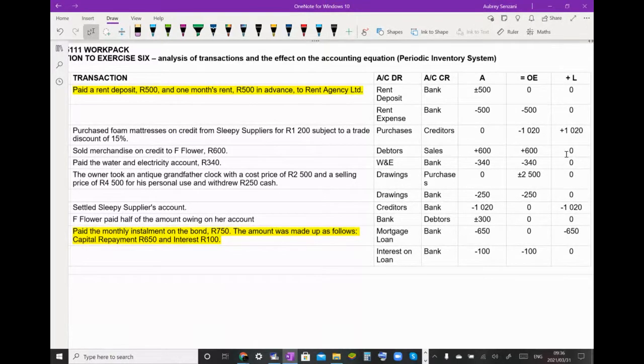Okay, cool. So, as I said, here we're operating under the periodic inventory system. Now, highlighted in yellow are the transactions which maybe we hadn't experienced in any of the other exercises. That's why I highlighted those in yellow.